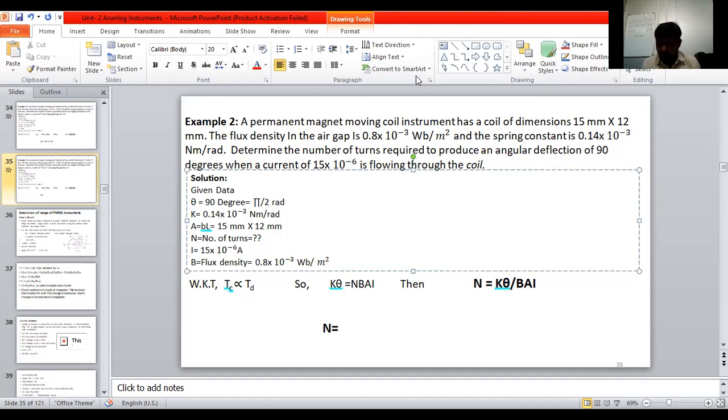Once again, tell me, what is the answer? 101.3 into 10 raised to 6. 101 into 10 to the power of 6. No, wrong. I got the answer here. See here. 101,810.8, I got the answer. So 101 into 10 to the power of plus 3 is the correct answer. 101.8 into 10 to the power of 3 is the correct answer.